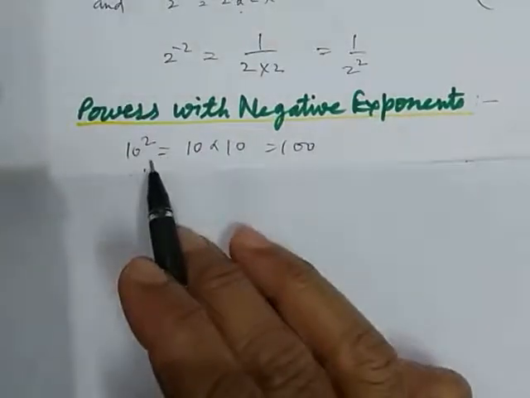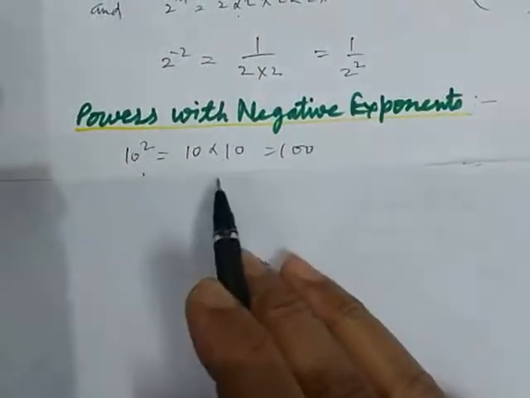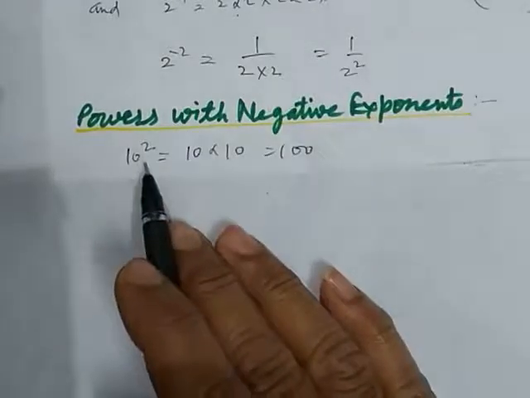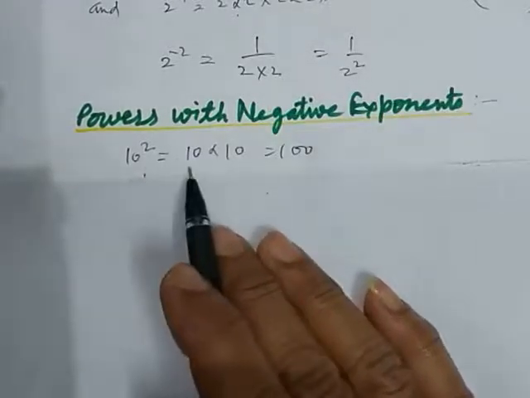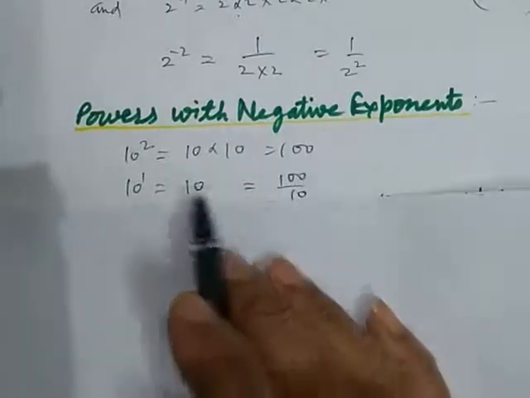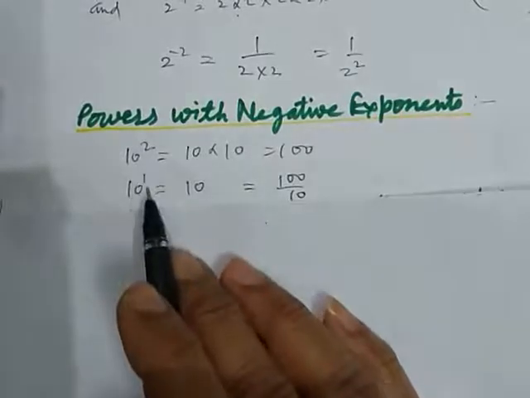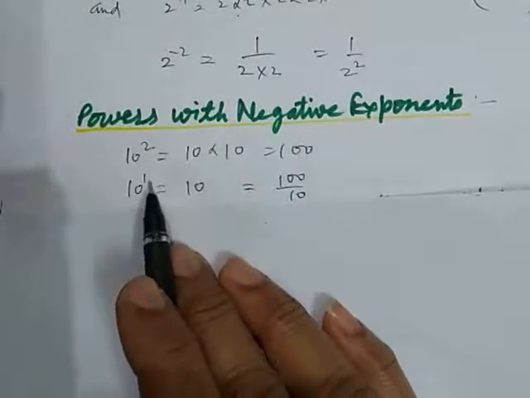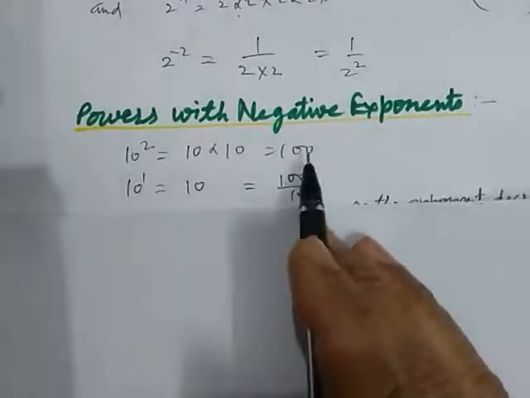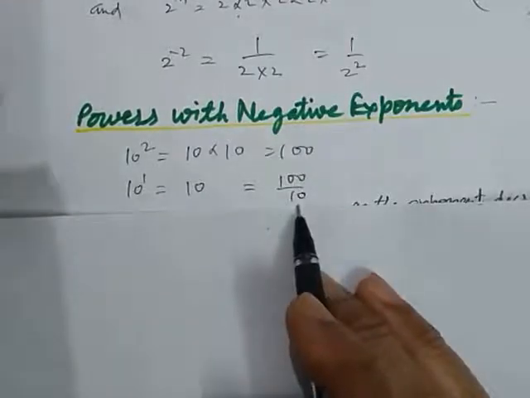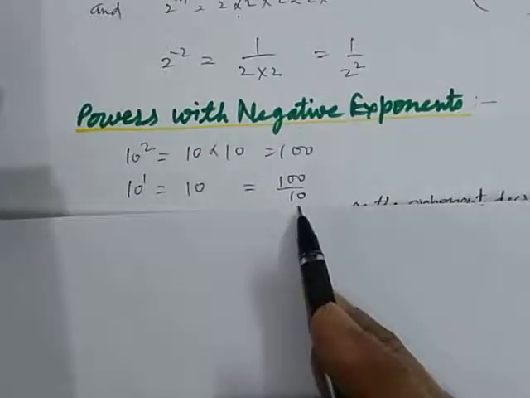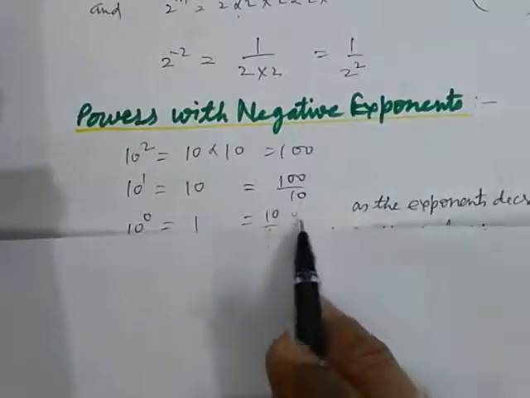First we learn a system of how the powers change. 10 raised to the power 2 means 10 into 10, that is 100. Okay, now if we reduce the power by 1, that is 10 raised to the power 1, it means 10. How can we get this? By dividing this 100 by 10. Okay, because here we reduce the power, so we divide by 10. Okay, now we follow this system.